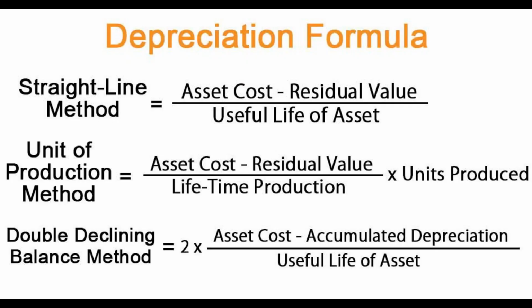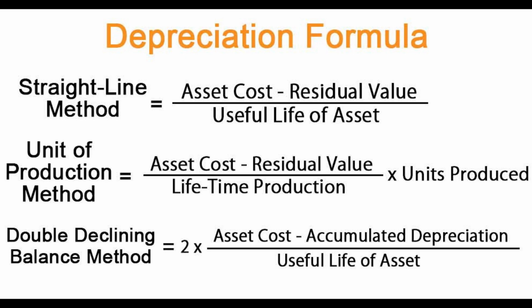Besides the declining balance method, there are several other ways to calculate depreciation. The straight line method: you take the cost of the asset, subtract the salvage value, and divide it by the useful life. Units of production method: here, depreciation is based on how much the asset is used, not time. You take the cost minus salvage value, divide by total estimated units, and multiply by the units produced in that period.